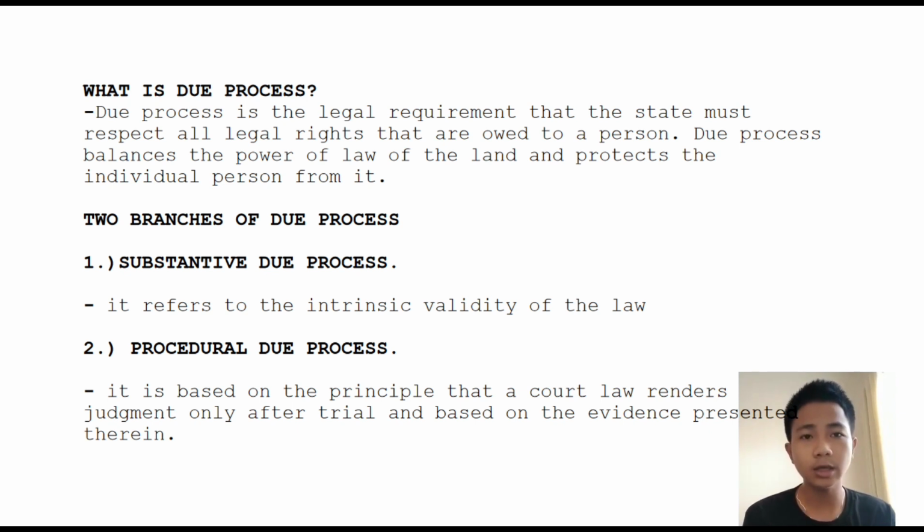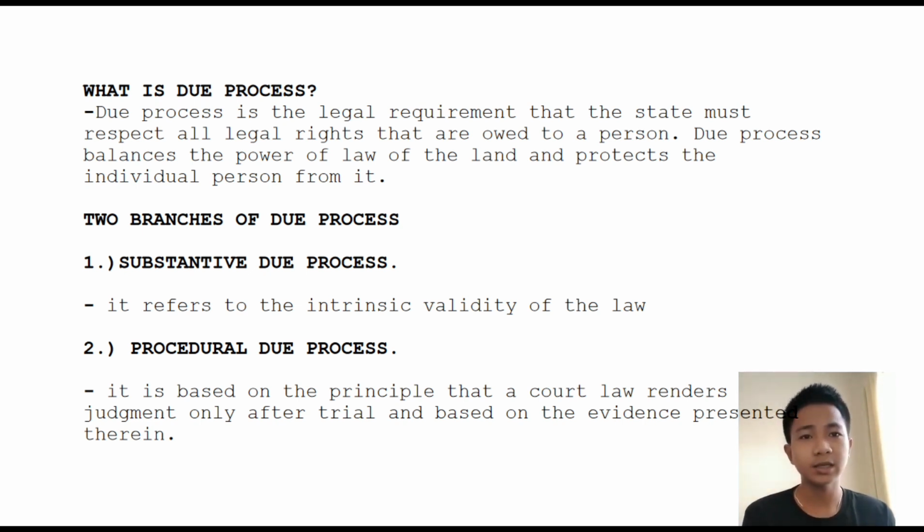What is substantive due process? It refers to the intrinsic validity of the law. Procedural due process is based on the principle that a court of law renders judgment only after trial and based on the evidence presented therein.